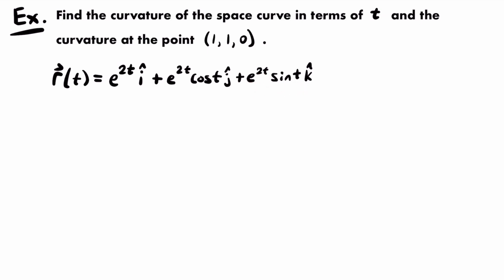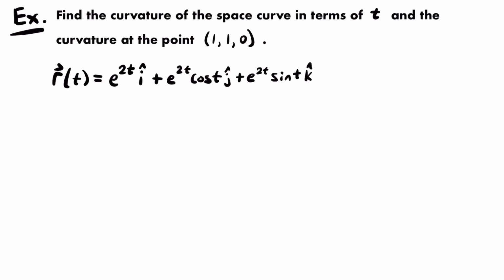And so before we do anything here, I do want to figure out what value of t this point corresponds to, because when we get our curvature in terms of t for the space curve, it is going to be in terms of t. So we can't plug in this point to get the curvature. We have to plug in the value of t that corresponds to this point. So the easiest way to do that is to just set one of the coordinates equal to the corresponding component of the vector function. So in this case, I'll pick the x coordinate. We'll set it equal to the x component.